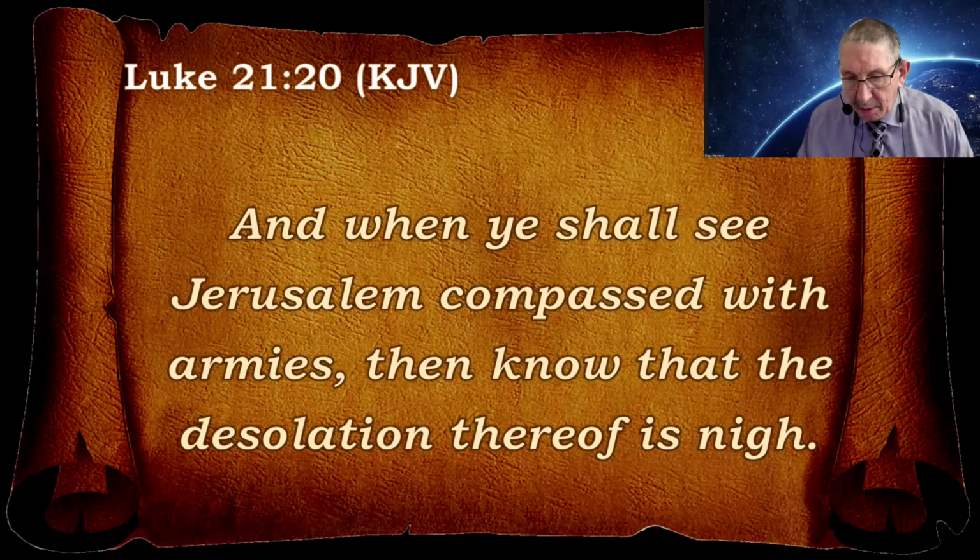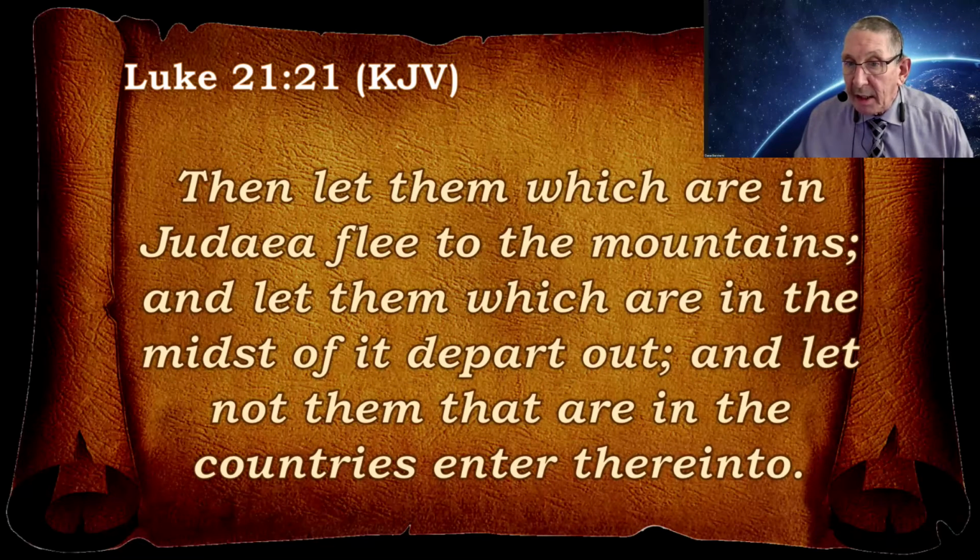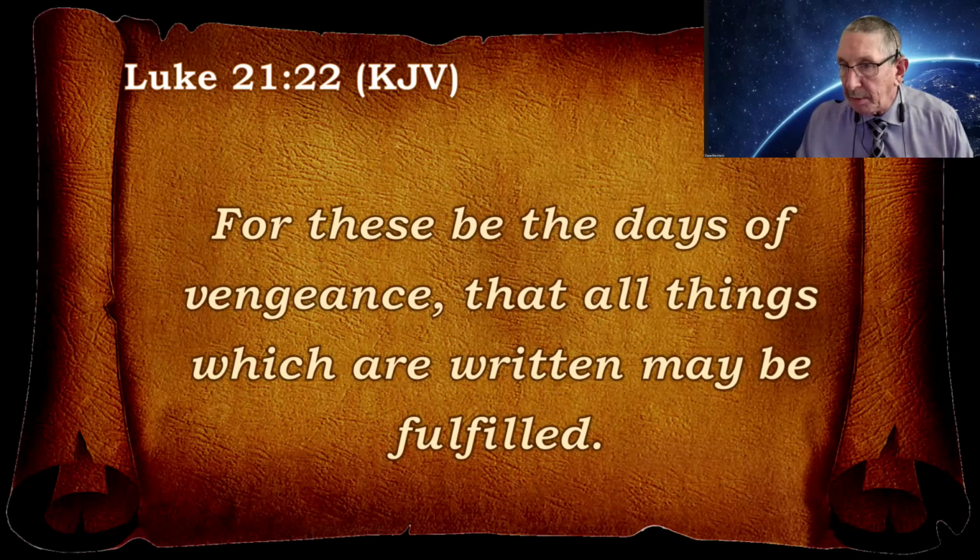And this is that part that we're talking about, when Jesus had foretold, also in Daniel 9:26. This portion here is where that is also confirmed. And when you shall see Jerusalem compassed with armies, then know that the desolation thereof is nigh. Now, this happened in 70 A.D. Then let them which are in Judea flee to the mountains, and let them which are in the midst of it depart out, and let not them that are in the countries enter thereinto. And if you read the Matthew account, by the way, this portion looks totally different because they're not fleeing from the Antichrist. They're fleeing from the Romans who are destroying the city.